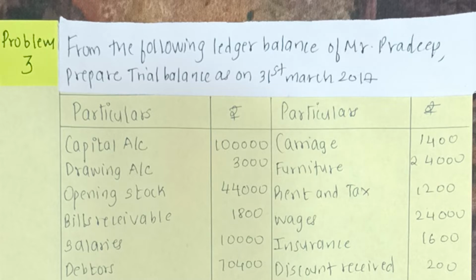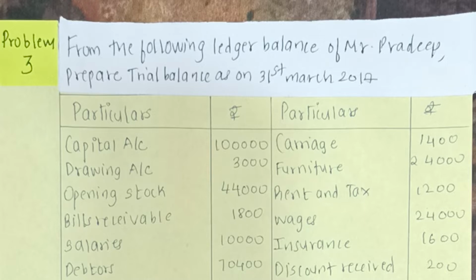So in today's session, we'll solve problem number 3 on trial balance. From the following ledger balances of Mr. Pradeep, prepare a trial balance as on 31st March 2017. Okay, so as usual, let's start with identifying which account will be on the debit side and on the credit side. So we should first know that expenses and assets are on the debit side.